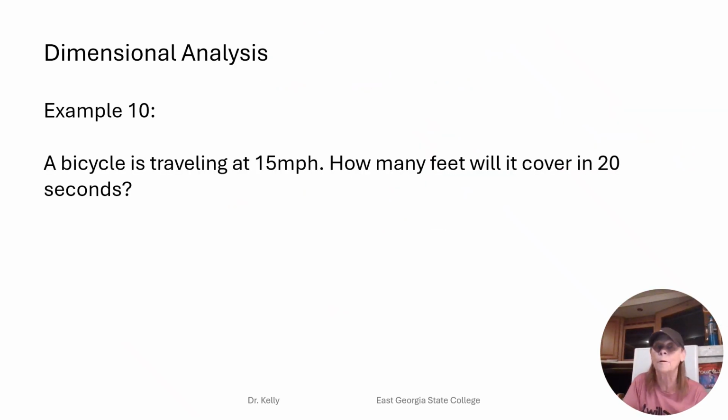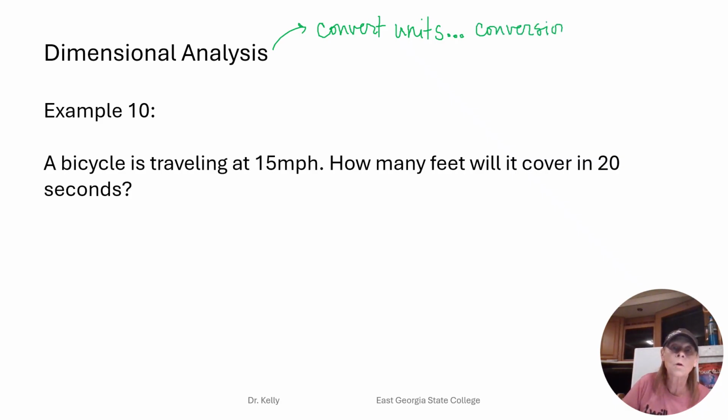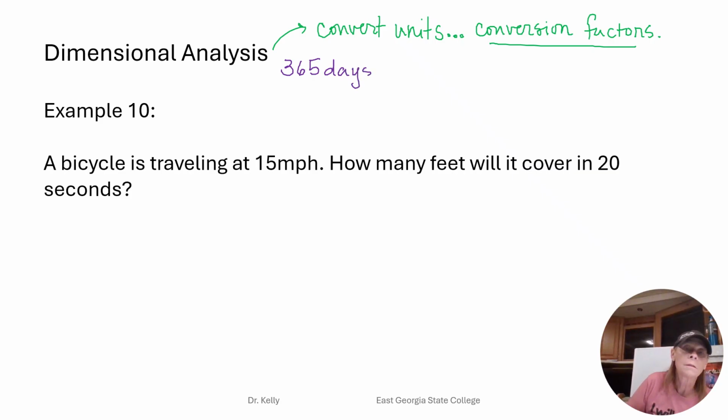So let's take a look here. Now, we use dimensional analysis usually when we need to convert units. And the main thing we have to have when converting units is conversion factors. Those are sometimes given to you, but sometimes they're common knowledge. So like a conversion factor that you know, 365 days over 1 year. Let's think of another one.